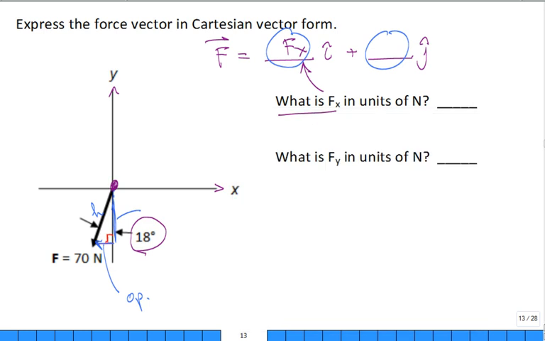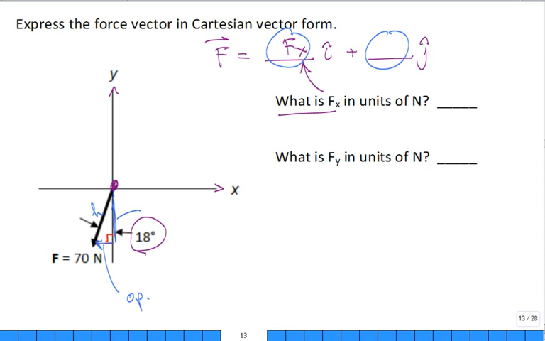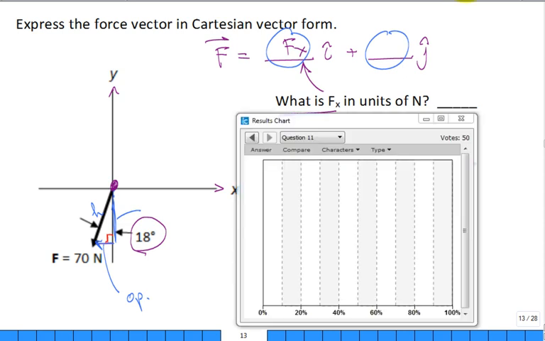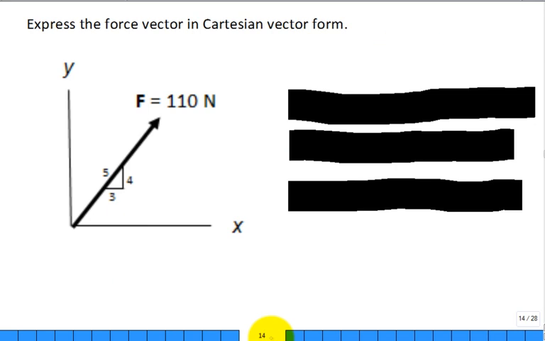What is Fy in units of newtons, and the negative sign, if it's needed, you need to put it in. Sorry? Let's see how we did. All right, so, oh, look at that, negative 60. Let's press on.